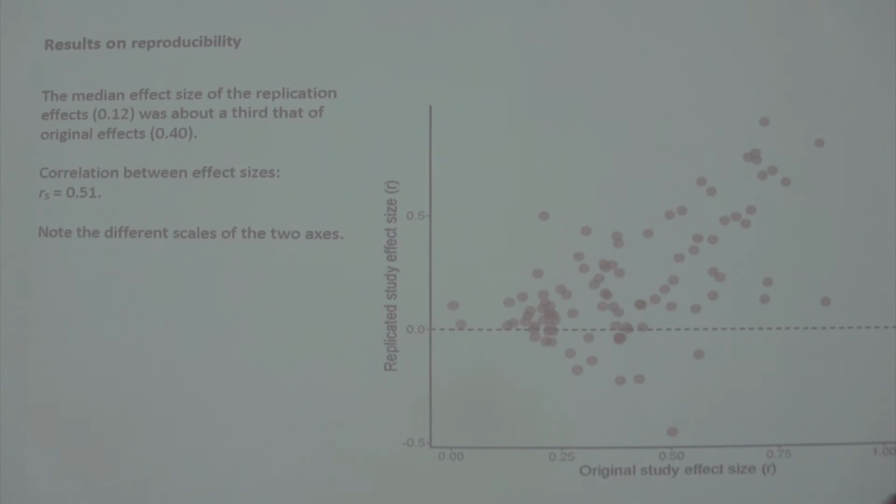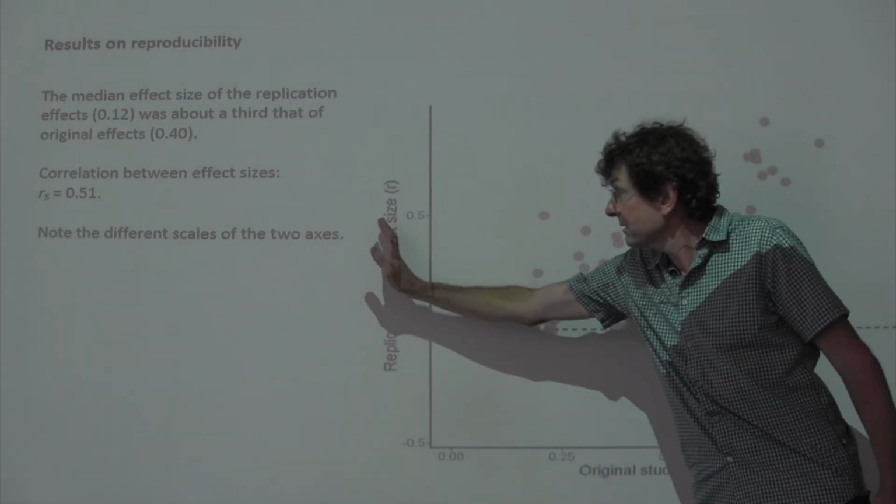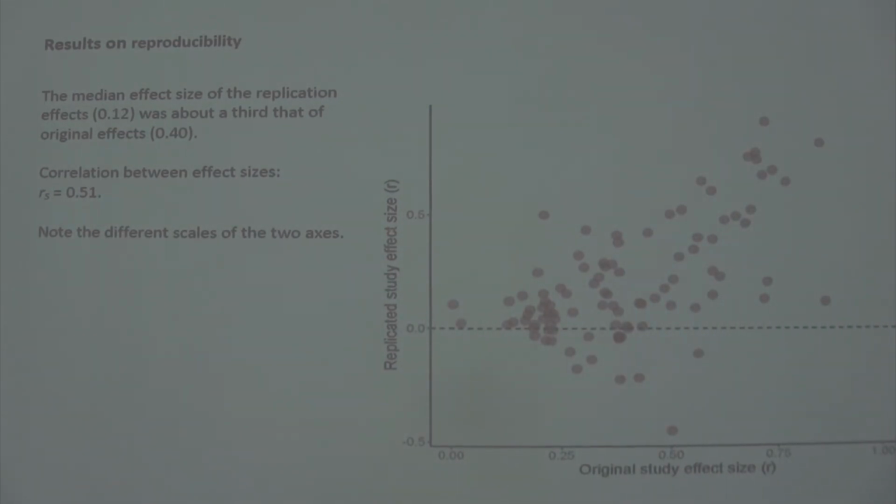Effect size. So here's the original study effect size, which they summarized in terms of a correlation coefficient. And here's the effect size of the replication. The correlation between the effect sizes is actually higher than between the p-values. So here the correlation is 0.51. So not bad. But the median effect size of the replicated studies was about 1/3 that of the effect size of the published study.